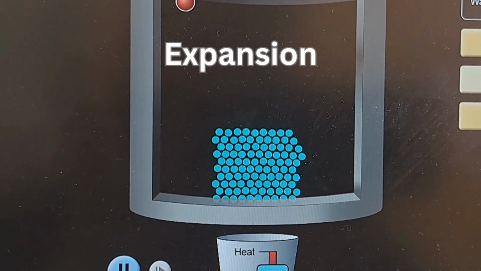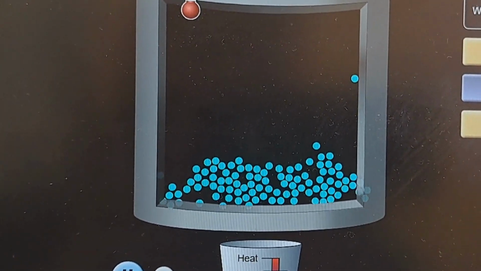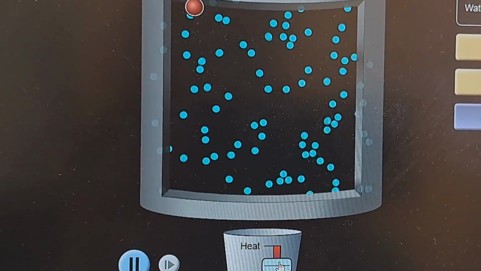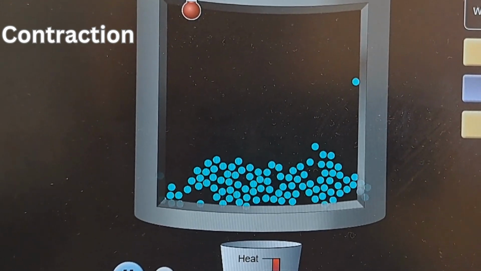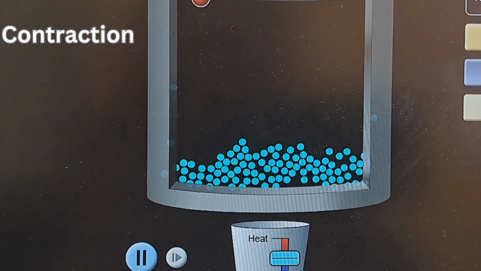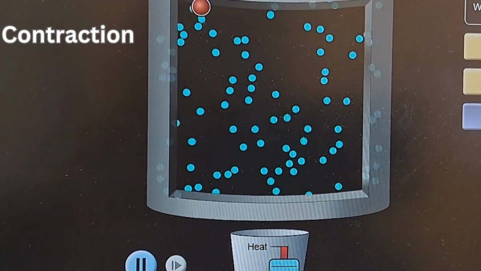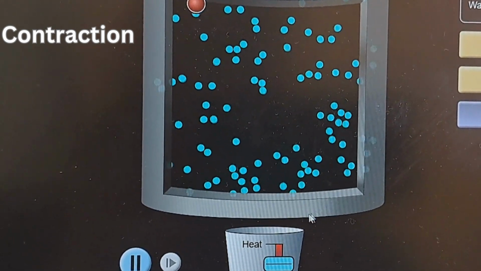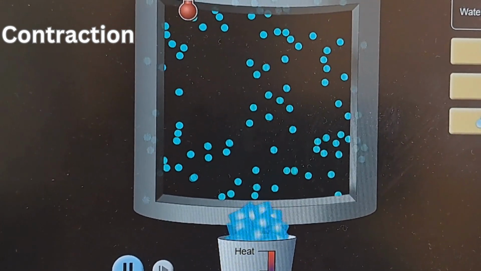We know from the particle model of matter that when a substance gains heat, its particles move faster and spread out. This makes the substance take up more space. We say that the substance expands. When the substance cools down, its particles move more slowly because they have less energy and move closer together. The cooled substance takes up less space. It gets smaller, or contracts.